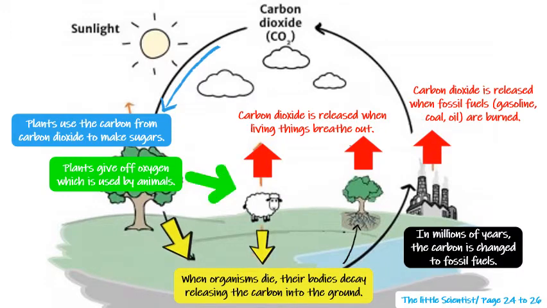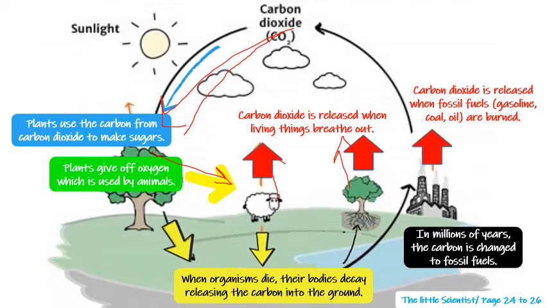Okay, so can you notice that this is a whole circle? It never ends. Plants take carbon dioxide, they release oxygen. This oxygen is taken by living things, they breathe it, and they release carbon dioxide to the atmosphere. Again, this carbon dioxide will be used by the plants for photosynthesis.